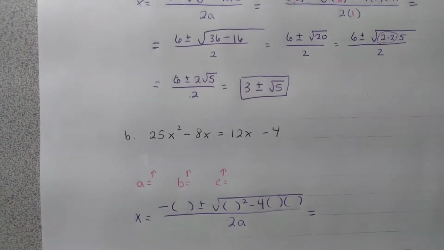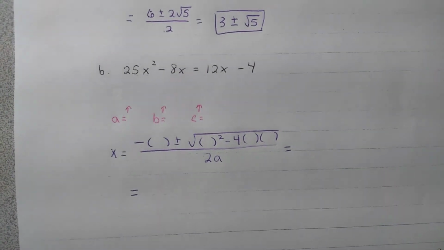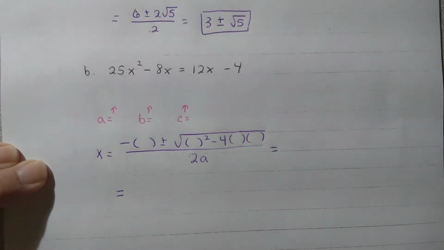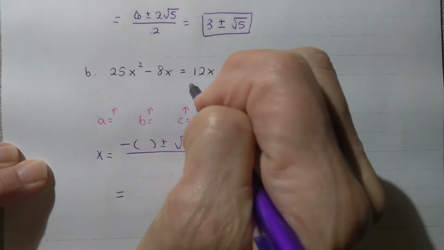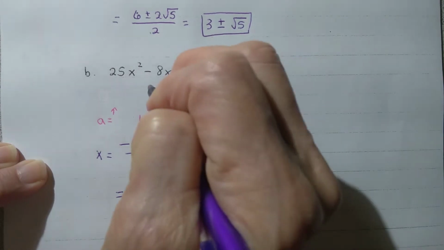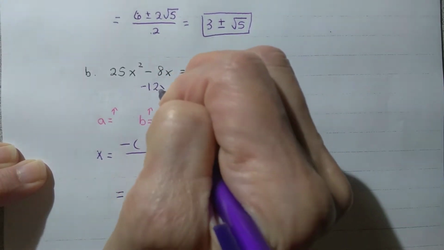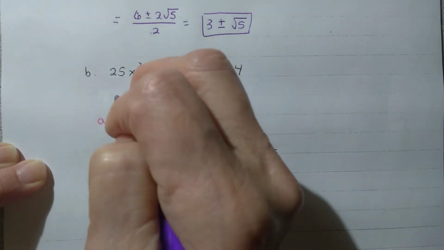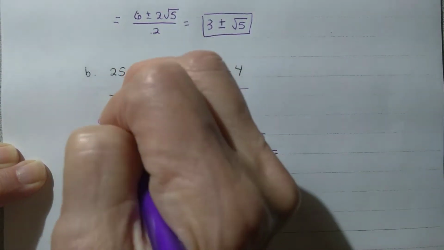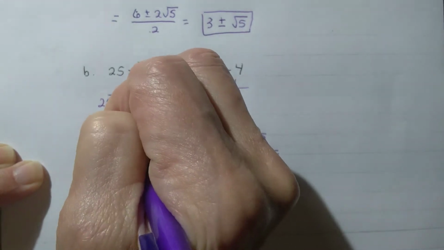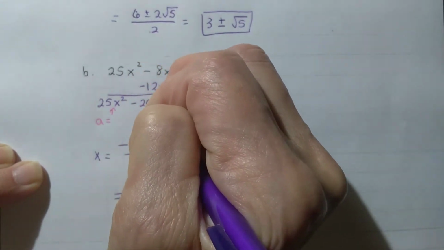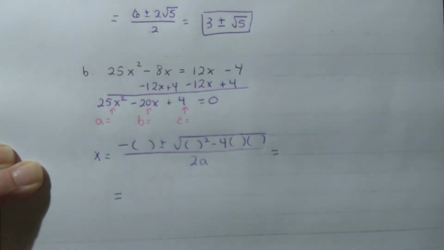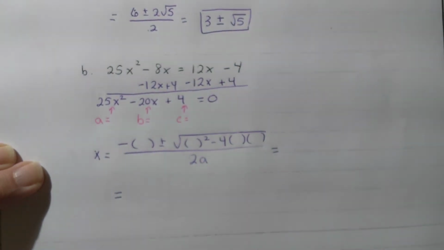Next problem we have right there. Please notice that this is not equal to 0, which means I have to solve that problem by moving these across. Fortunately, just some basic algebra. And move this one across by adding 4. And once I am done with that, I'm going to have 25x squared minus 20x plus 4 is equal to 0. Please notice it has to be equal to 0 or this will not work.